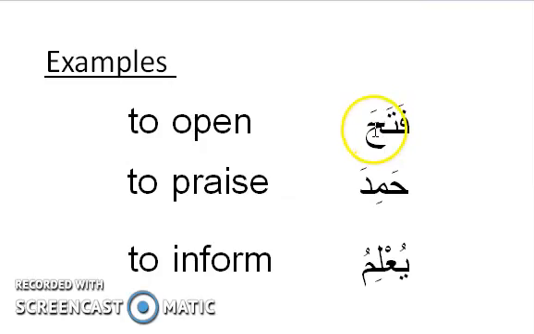And the ha, this is ha. It can be connected from both sides, but it is connected from one side because this is the last letter, so it is normal to appear like this. Ha with fatha, so it is ha. So let's read it. Fa, ta, ha, fataha.